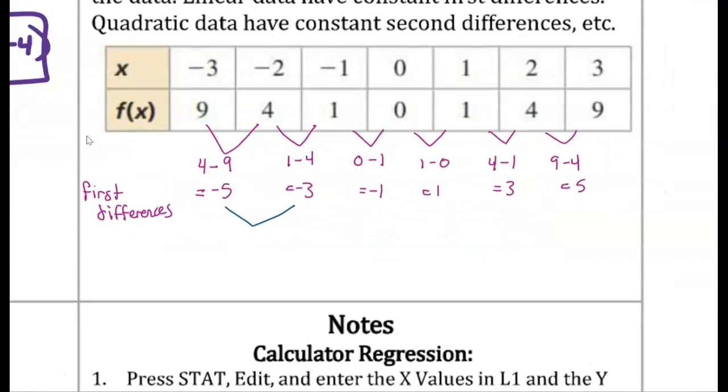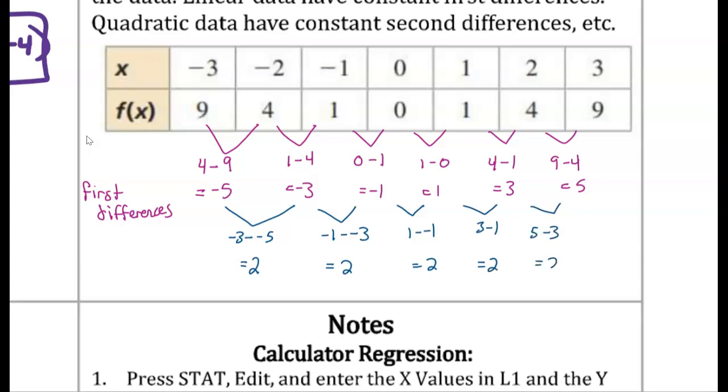Okay, so we're going to do negative 3 minus negative 5. All right, that's going to end up being 2. Negative 1 minus negative 3. Minus negative is plus, that also ends up being 2. 1 minus negative 1 is 2. 3 minus 1 is 2. And 5 minus 3 is 2.